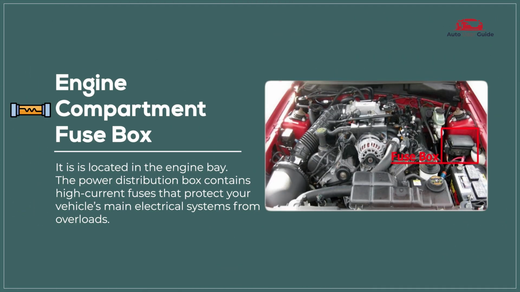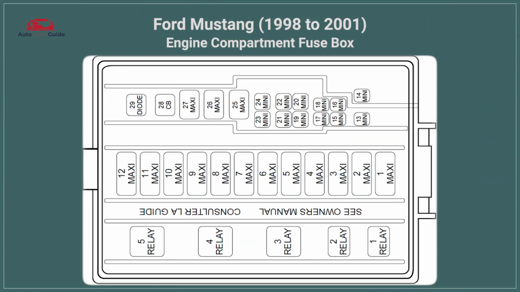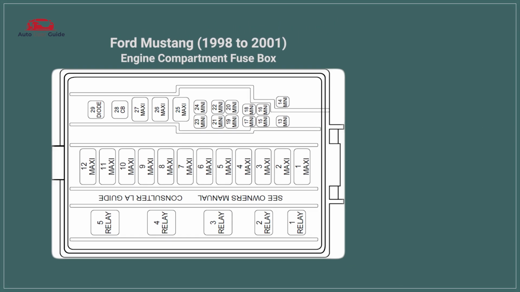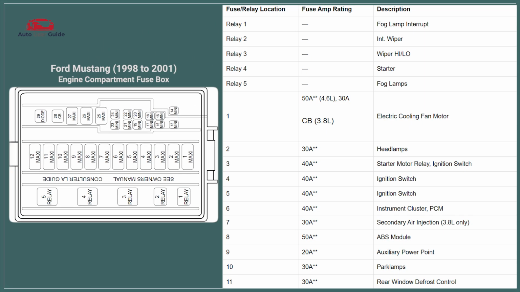Engine compartment fuse box. The engine compartment of the 1998 to 2001 Ford Mustang contains the engine, intake, exhaust, cooling, and electrical systems.